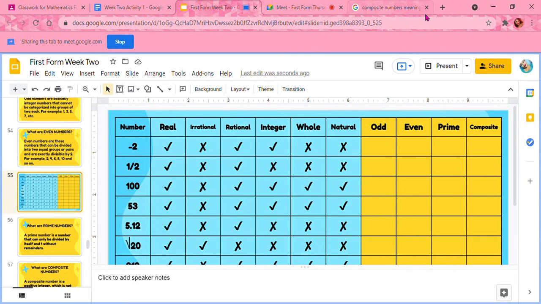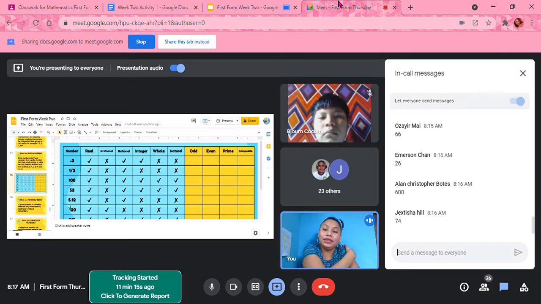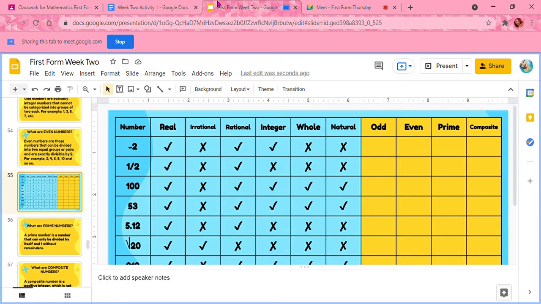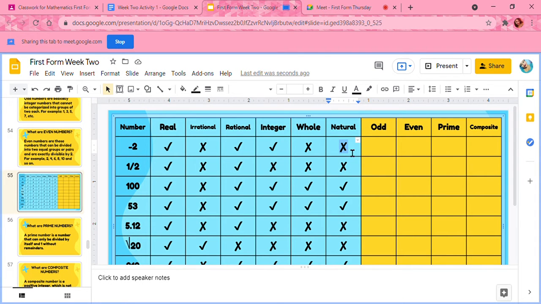I just explained that when we have odd and even numbers, an odd or an even number can be positive or negative, right? So let's look at negative 2. Negative 2 is a negative number. It is an integer and it's a 2. So is negative 2 an odd number? Yes or no? No, it is not. Very good.